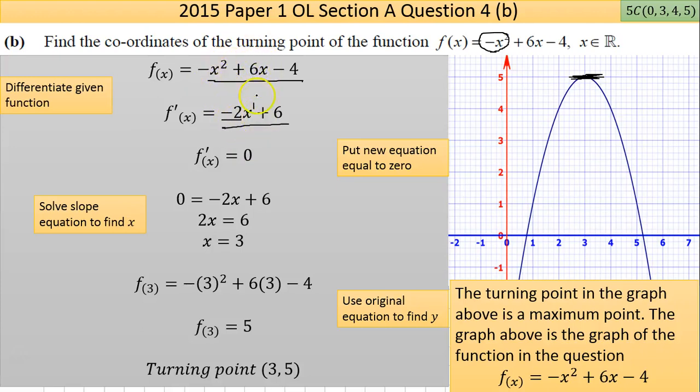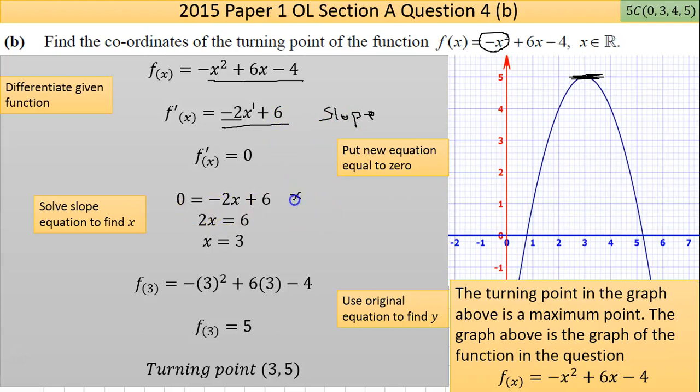Now 6x differentiates to give just the number 6. We learn off that x disappears. When you're differentiating a constant or a number on its own, it turns to 0, so it's gone. So this new equation describes the slope at any point. Now we're not concerned with any point, we're concerned with the maximum point, or the turning point. So at the turning point, the slope is 0. So once I've differentiated to find the slope equation, I'm putting that slope equation equal to 0, because at the turning point, the slope is 0.